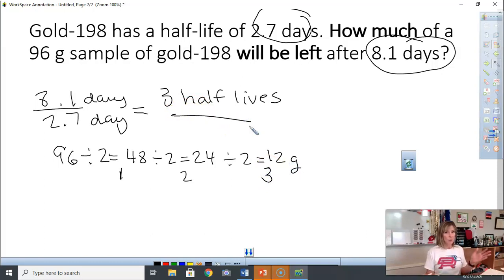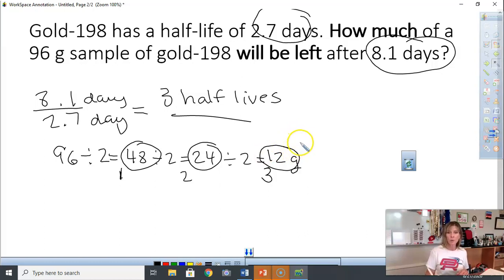2.7 days, 8.1 days is the total. Okay, so every 2.7 days, see, there's what's left after 2.7 days. Another 2.7 days. And then finally, the total of 8.1 days, we're left with 12 grams. So how much will be left after 8.1 days? 12 grams.